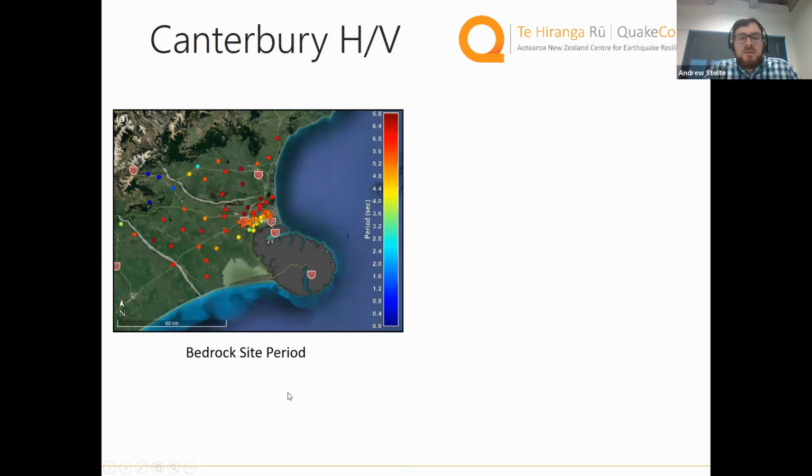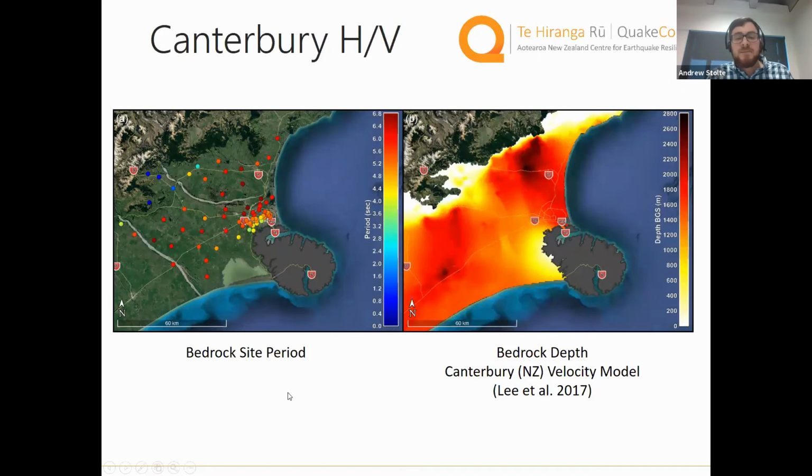So I'd like to compare this to something that was developed independently. The Canterbury, or now New Zealand, velocity model was developed by Robin Lee for his PhD dissertation. He used surface wave testing data, some deep boreholes, P-wave refraction data, and other sources of data to try to estimate various layer boundaries within the Canterbury Basin. And this is what bedrock depth looks like across the region. Again, dark red is very deep, approximately 2,800 meters below the ground surface.